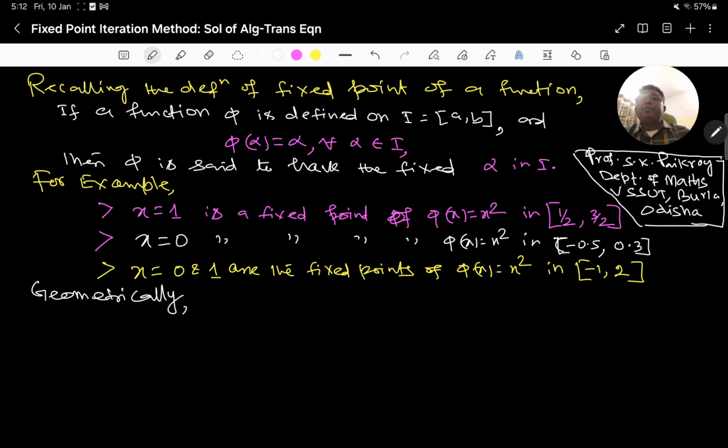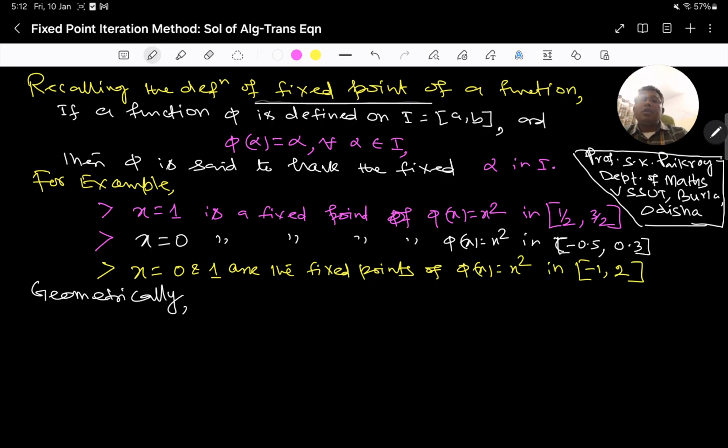Hello everyone. In this lecture, I shall discuss the fixed point iteration method for solving the algebraic and transcendental equation. In fact, this fixed point iteration method is also called simply an iteration method. Now, coming to this method, we first discuss the definition of fixed point.